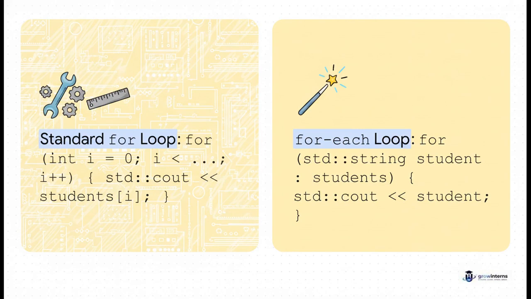Now look at the right, the for-each loop. It almost reads like a sentence, doesn't it? For each string, let's call it student, inside the students array, do this. It's so much cleaner and makes it obvious what you're trying to do.